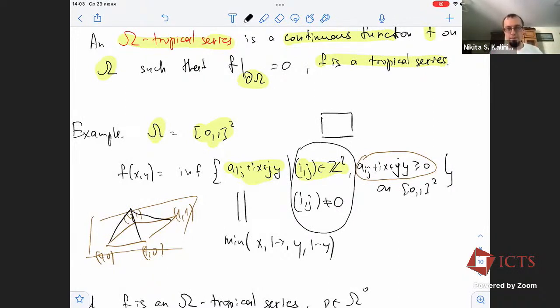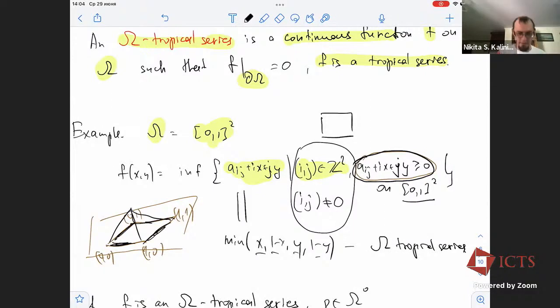Because for any other function, if you know that it is bigger or equal than zero on the whole square, then it is bigger than one of these functions. So it means that for this square, this thing is an omega tropical series. You see, it is zero on the boundary, and inside it is a tropical polynomial. And so the picture corresponding to it is as follows. So just this thing, the corresponding tropical analytical curve.